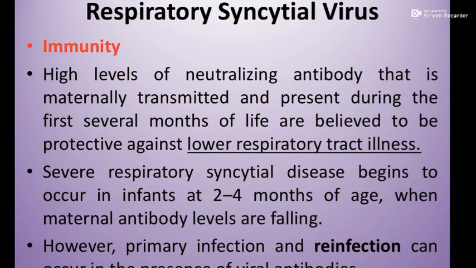Immunity can develop: IgA antibody, a secretory antibody, develops in the lower respiratory tract. Severe RSV disease begins to occur in infants at 2 to 4 months.